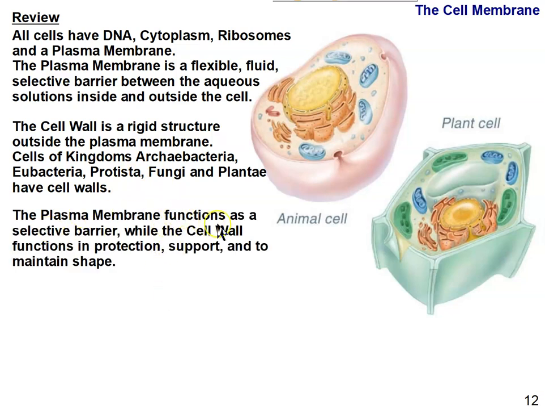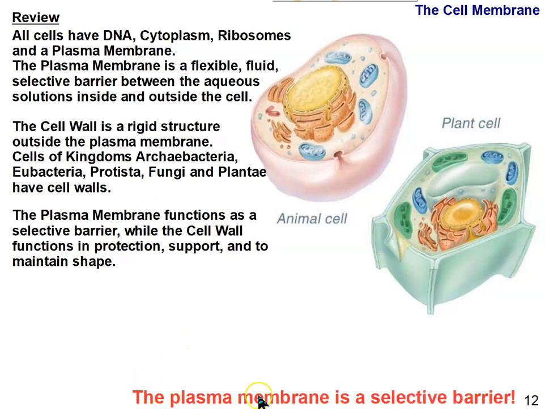The plasma membrane again functions as a selective barrier, while the cell wall functions in protection, support, and to maintain shape. So that's what I wanted to make very clear to you. There's a big difference between the plasma membrane and the cell wall. So the bottom line is the plasma membrane is a selective barrier.